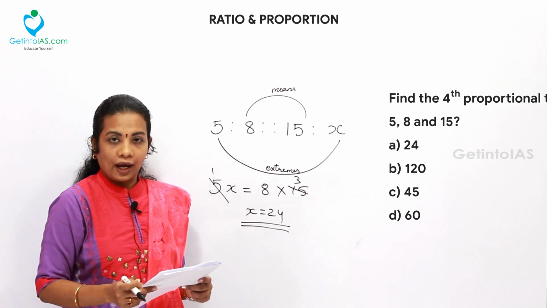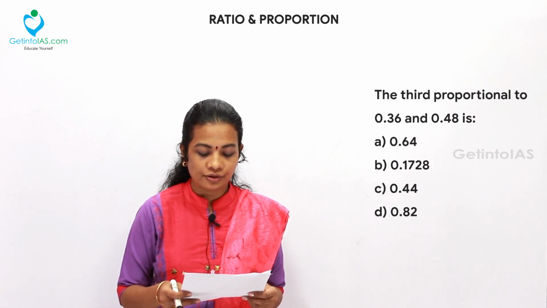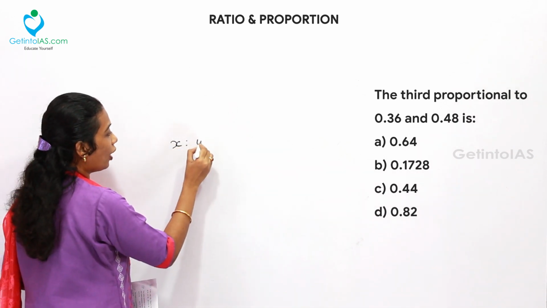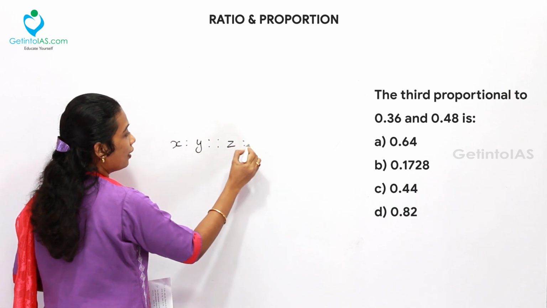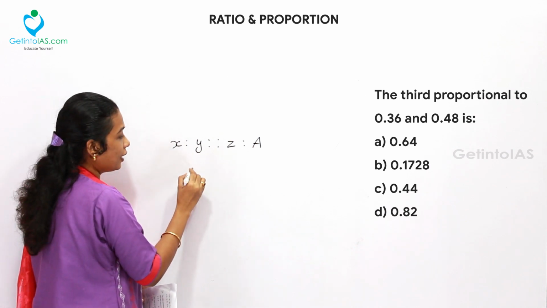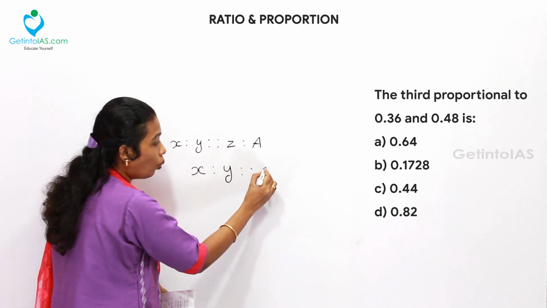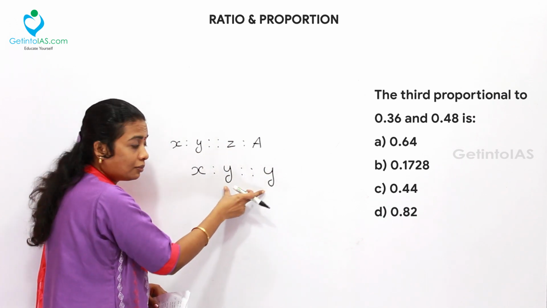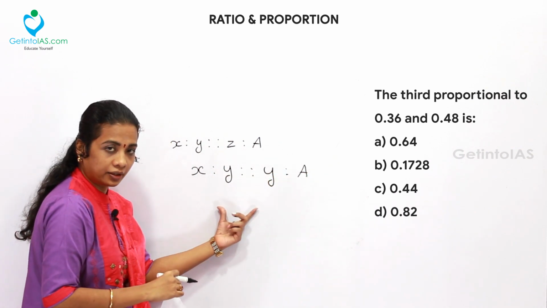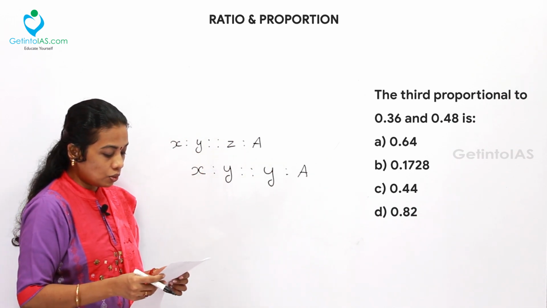That is option A. The next question: the third proportional to 0.36 and 0.48 is. Generally we will be having x, y, z, a, like that 4 different variables over here. But in a third proportional question, there will be a pattern like this: x is to y is equal to y is to z, where y repeats in the middle term, that is the means. Means is equal to y square. In such a way it will be presented. So in such a case, how to handle the sum is very easy.